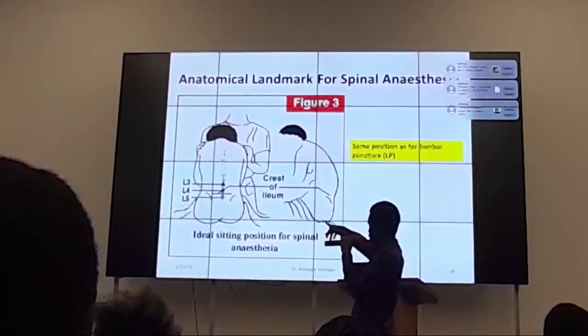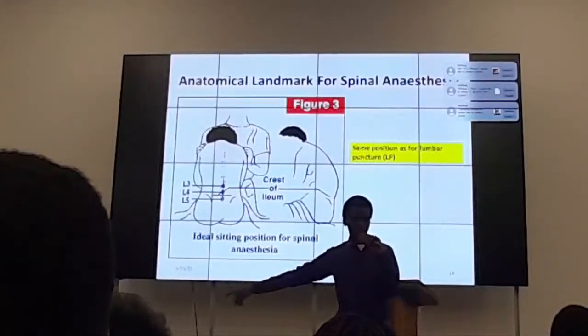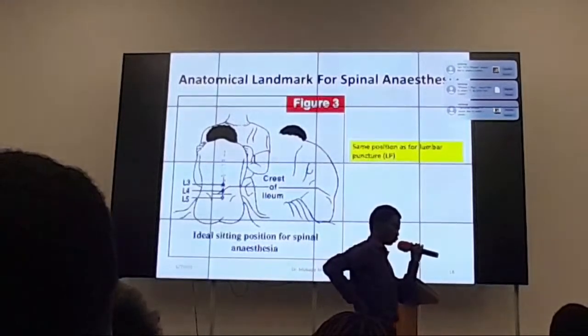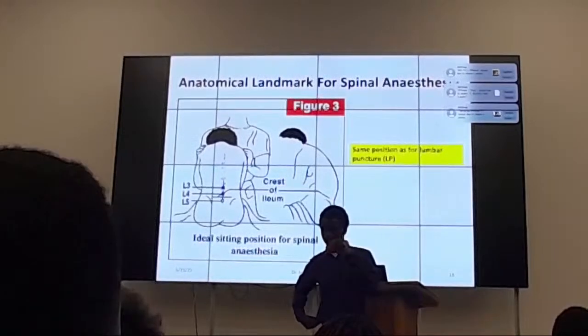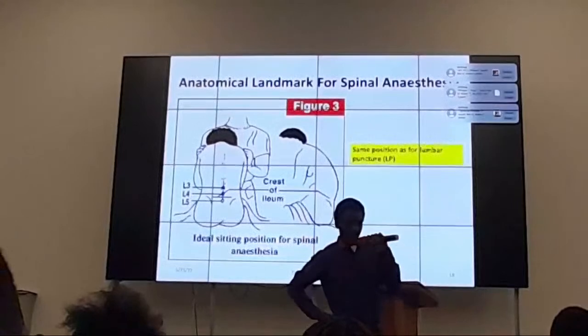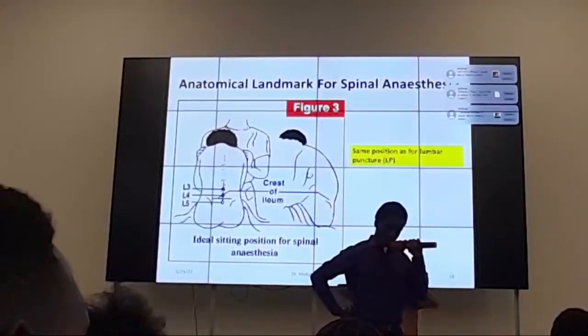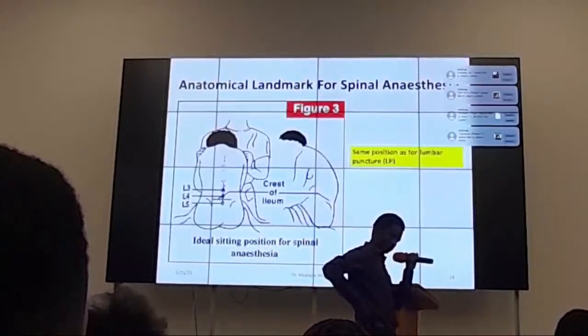You palpate for the L4 vertebra. How do you palpate for the L4 vertebra? By palpating the iliac tubercles. Have we heard of iliac tubercles? Yes, from the skeleton. So you palpate the iliac tubercles, basically the highest points on the ilium.